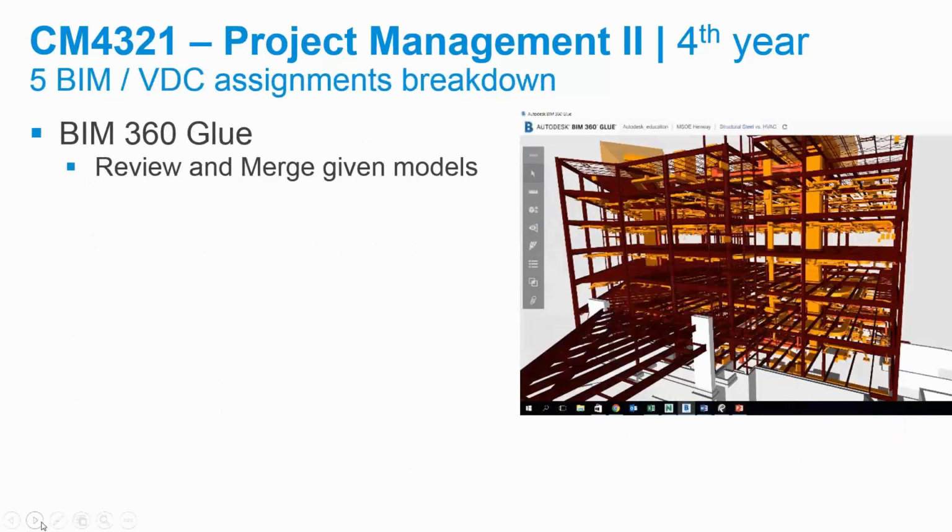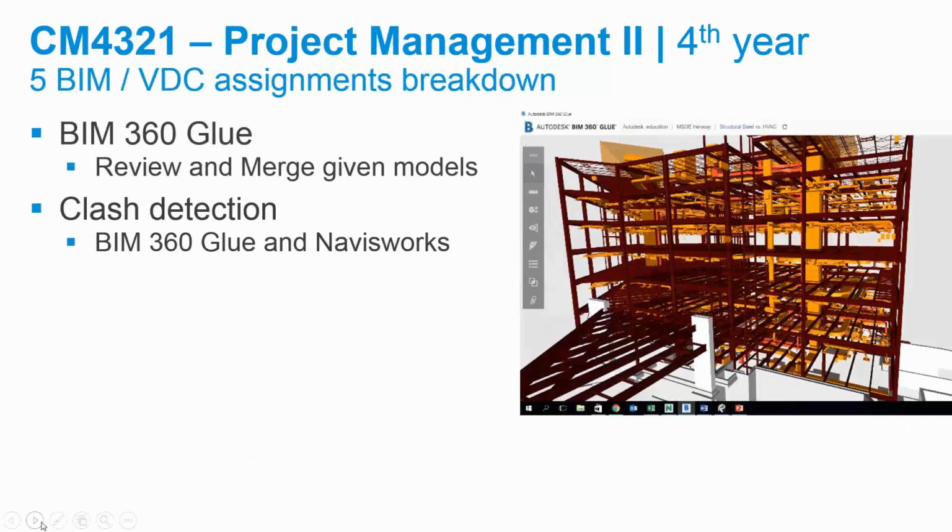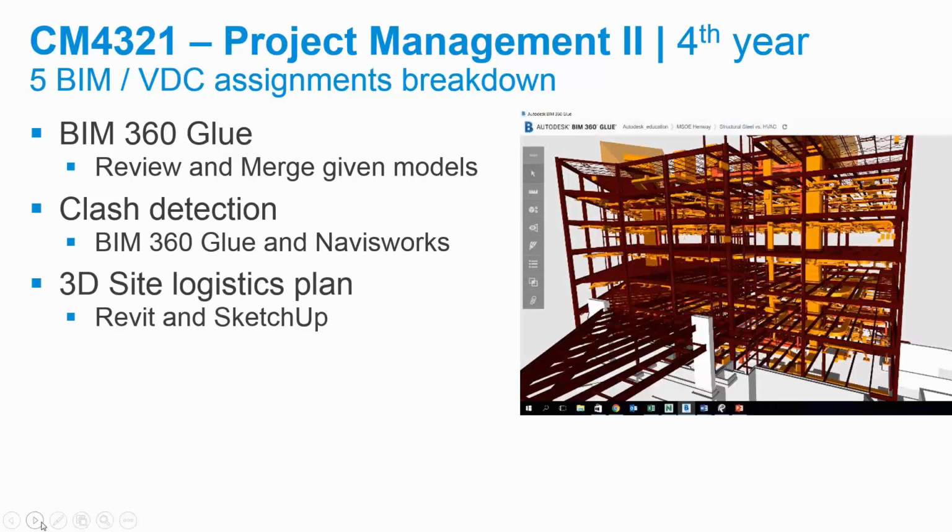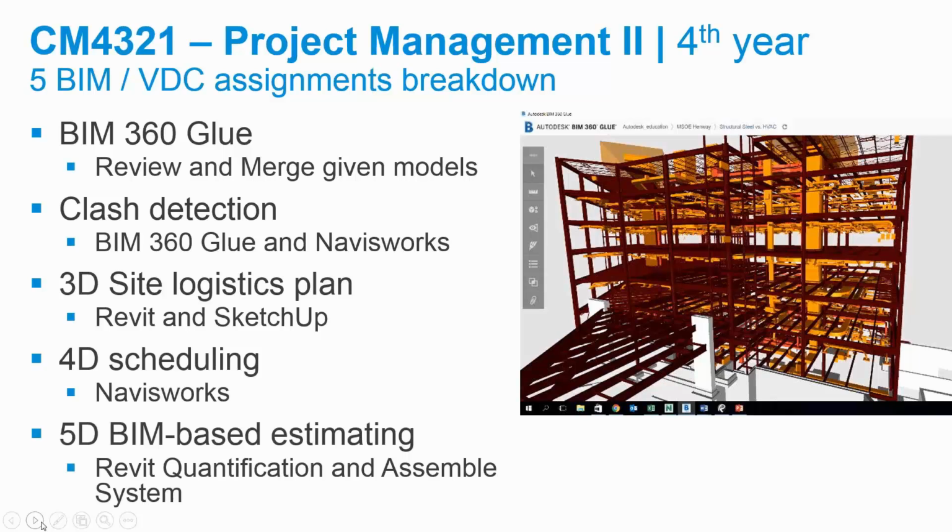Here is the list of BIM and VDC assignments. The students start with reviewing and merging given Revit models in BIM 360 Glue. The instructor received a sample project from a local contractor, and they continue on clash detection and 3D site logistics plan and 4D scheduling and 5D BIM-based estimating. All of the deliverables are assembled as a team report called pre-construction proposal.